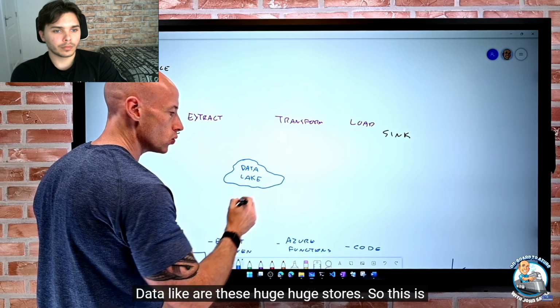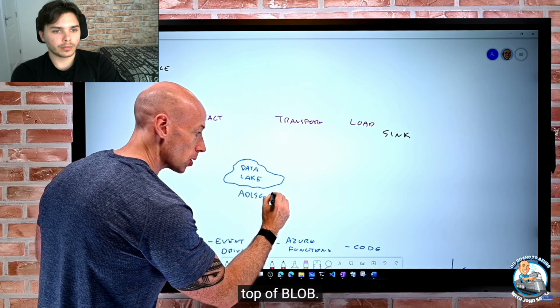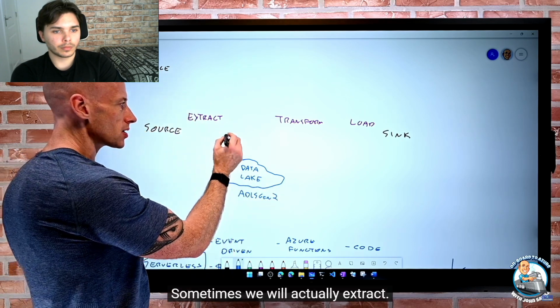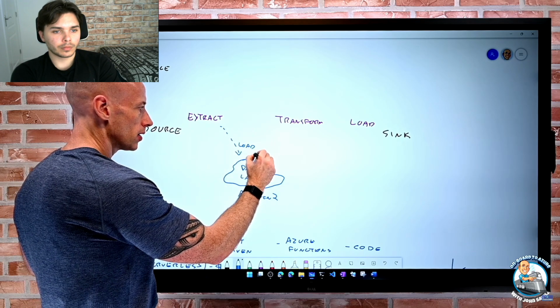Data lakes are these huge, huge stores. So this is the Azure Data Lake Storage Gen 2 that sits on top of Blob. Sometimes we will actually extract and do a load and then carry on.